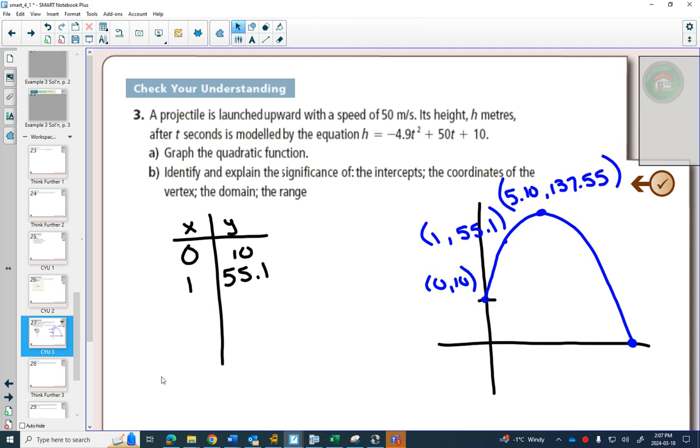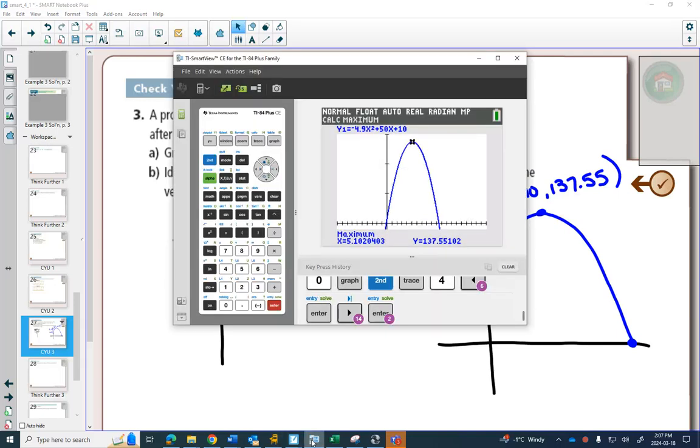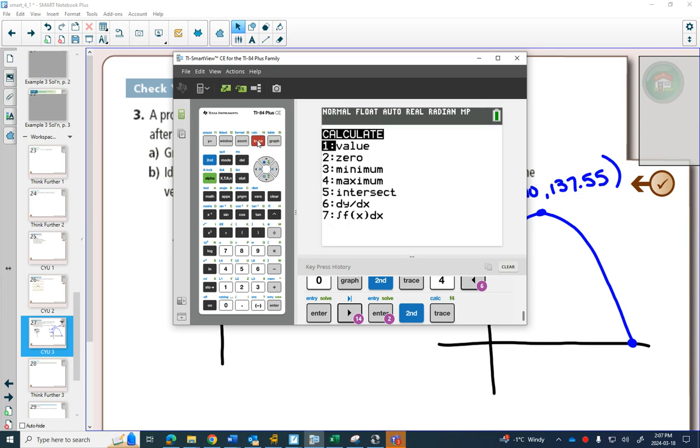It takes just over 5 seconds to reach a maximum height of 137.55 meters. Then let's get this x-intercept. We can do that with calculating as well. So I go second, calculate. And remember all the words for x-intercepts.